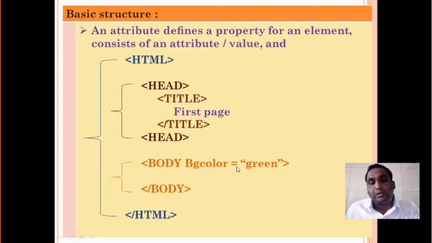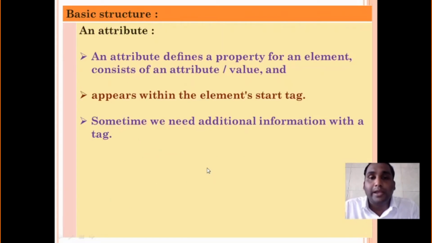Now what is this BG color? BG color is termed as an attribute. An attribute defines a property for an element, consists of an attribute and value. What is an attribute? It defines a property for an element. I told you before, a tag is also called an element. So property for an element or property for a tag. An attribute defines a property for an element, consists of an attribute value, and appears within the element's starting tag. Attribute is always to be given in the starting tag and not in the closing tag.